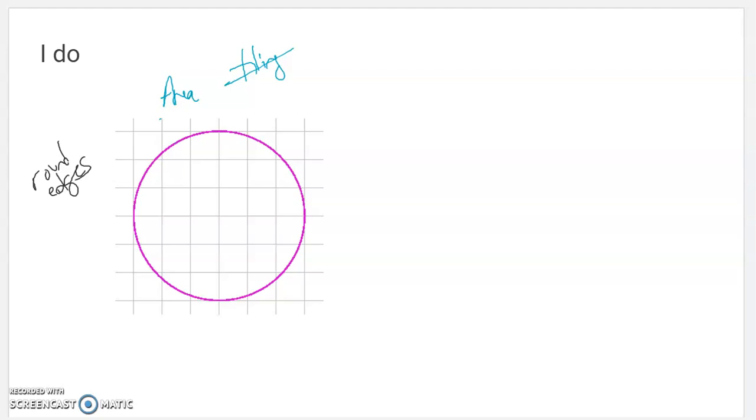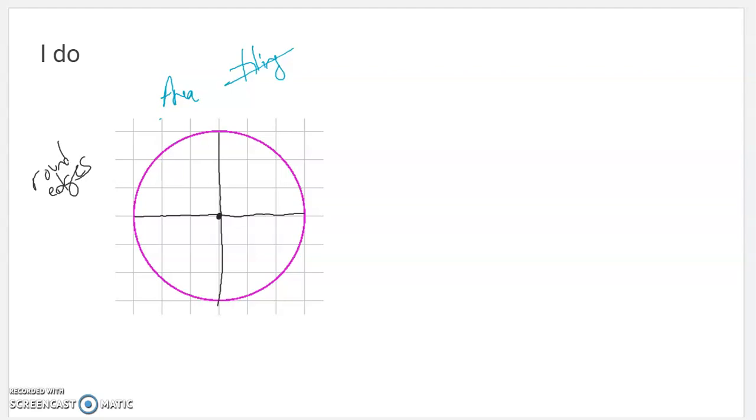So I'm going to do, here's the center of the circle. I'm going to draw a diameter this way. I'm going to draw a diameter this way in the circle. I'm going to cut the circle into quarters. 1, 2, 3, 4. Those are fourths of the circle.